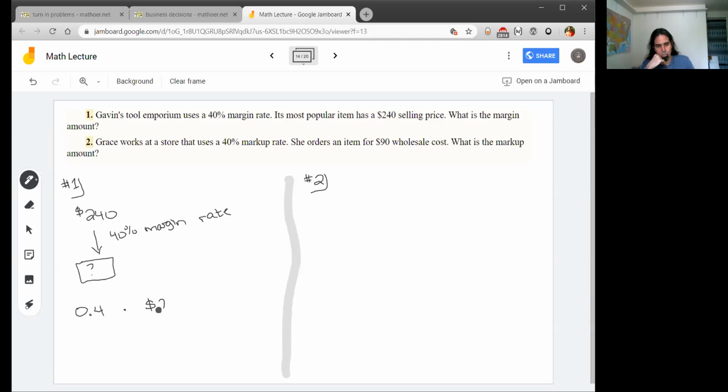Oh, and I forgot to change the number, so I'm giving away this problem. Before, we had subtracted because the problem had asked us, what is the wholesale cost? But here we're done. No one's asking us to actually do the subtraction. It just says, what's the margin amount?